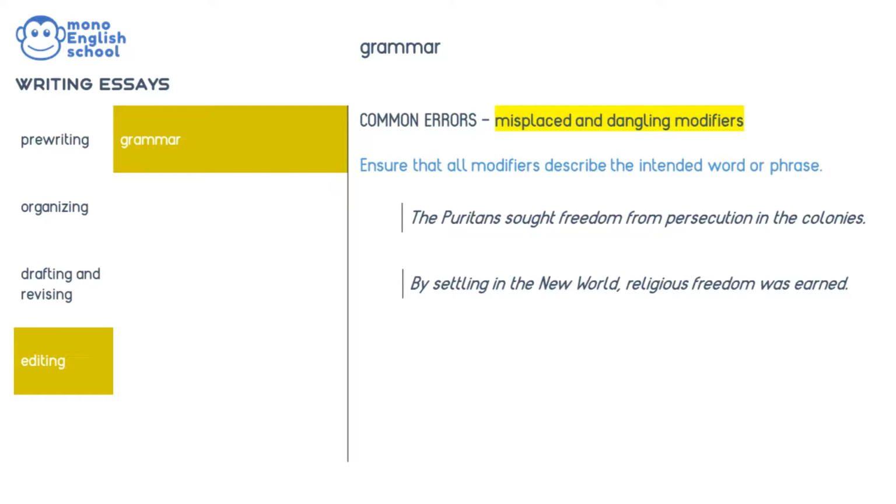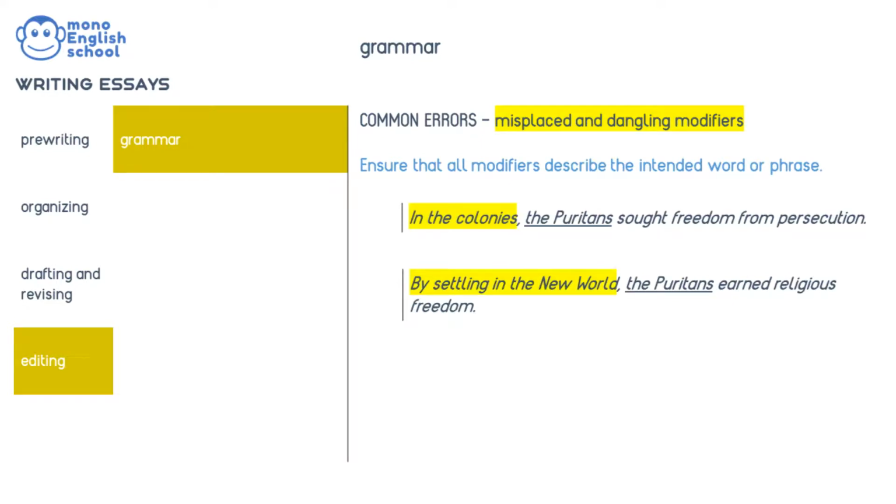We can simply move the modifier as close as possible to the word that it is intended to modify. With the phrase at the beginning of the sentence, the Puritans are clearly shown to be in the colonies. With the dangling modifier, we need to restructure the sentence to provide a person or group to be modified by the opening phrase. In the revised sentence, it is clear that the Puritans did the settling.